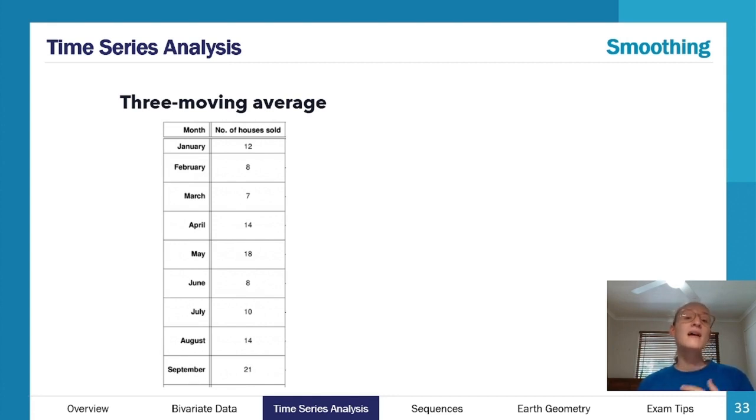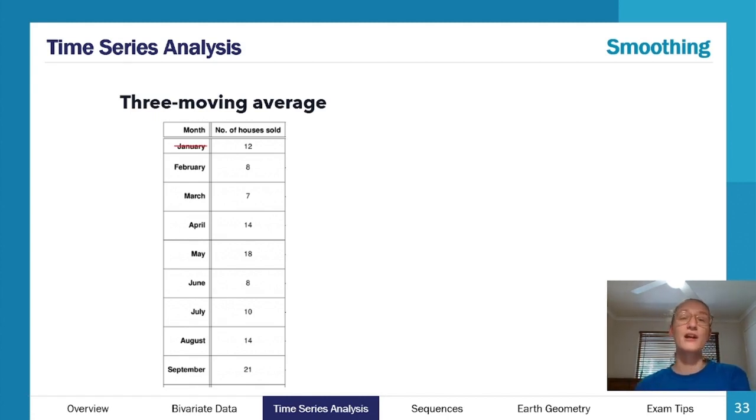I can see that because our explanatory variable is time, and then our response variable in this specific scenario is the number of houses sold. So in January, 12 were sold, February 8, March 7, but potentially maybe they've graphed this data and gone, oh, I think there might be some irregular fluctuations in here. So what we're going to do is use smoothing, in this case the 3-moving average or the 3-moving mean, to try and overcome this.